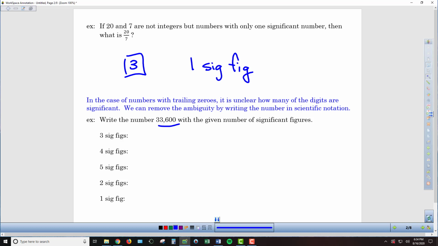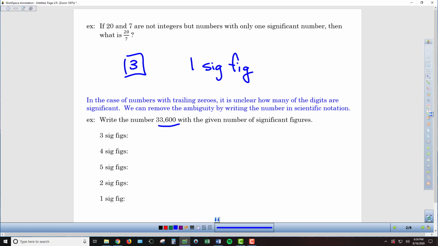So 33,600, the way it's written right there, only carries 3 significant figures. But maybe we want to report it to have 4 or 5 significant figures. So then that's going to require us to use some either rounding if we're going to have less than those 3 significant figures, or we're going to have to use scientific notation to communicate that those zeros are significant.